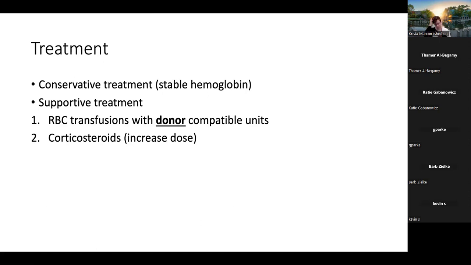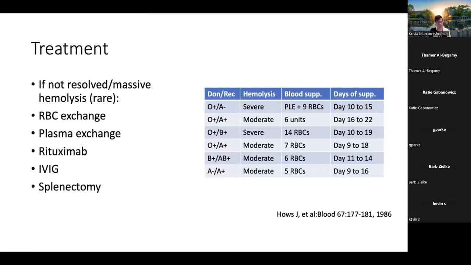If the patient is already on steroids, we can increase the dose to up to 1 milligram per kg if required. So if the hemolysis is not resolved or there was a massive hemolysis, which can be seen in rare cases, as we said before, there are a few treatment options, including red blood cell exchange, plasma exchange, the addition of rituximab, IVIG, and as a final resort, we have splenectomy as a last treatment option.